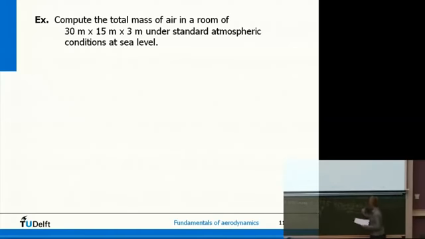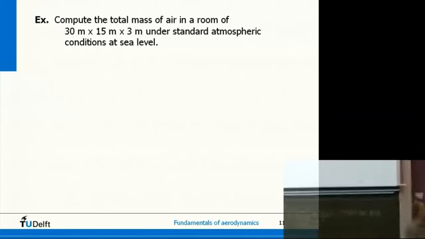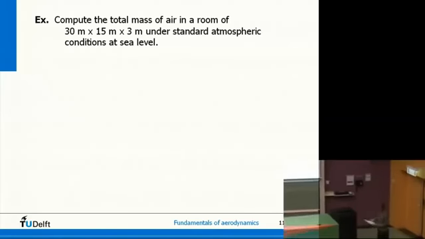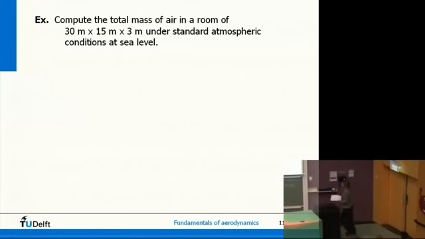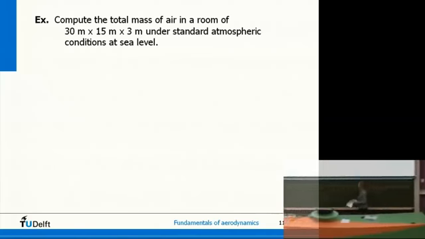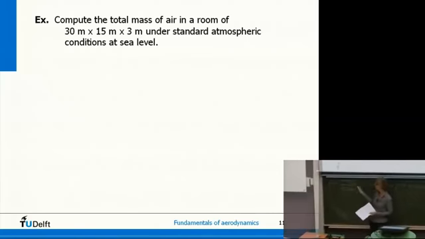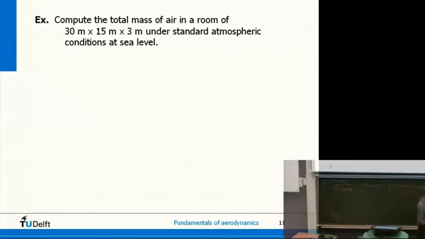Sorry, meters to the third, thank you. And then you find that the total mass of air in this room is 1,654 kilograms. So quite a bit. And indeed, if you have no idea how to do this, you can think, okay, density was kilograms per meters to the third. So through the units, you can come to this solution.